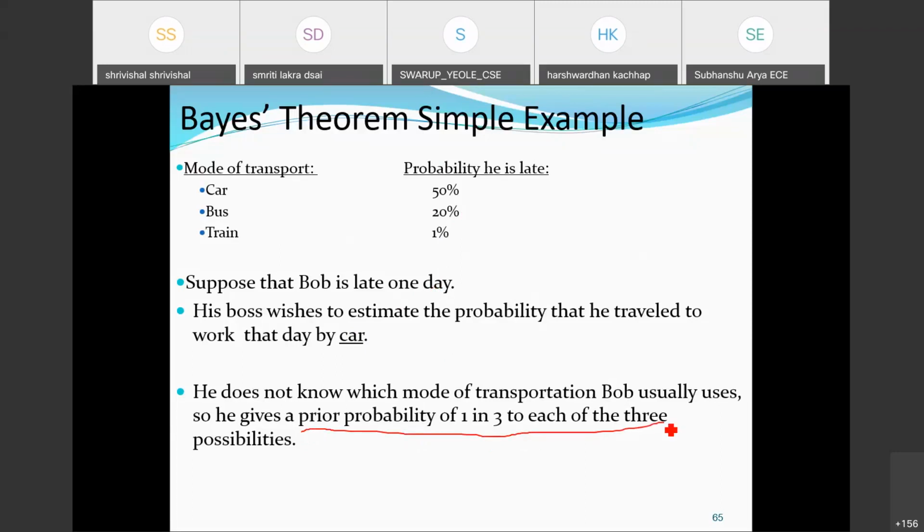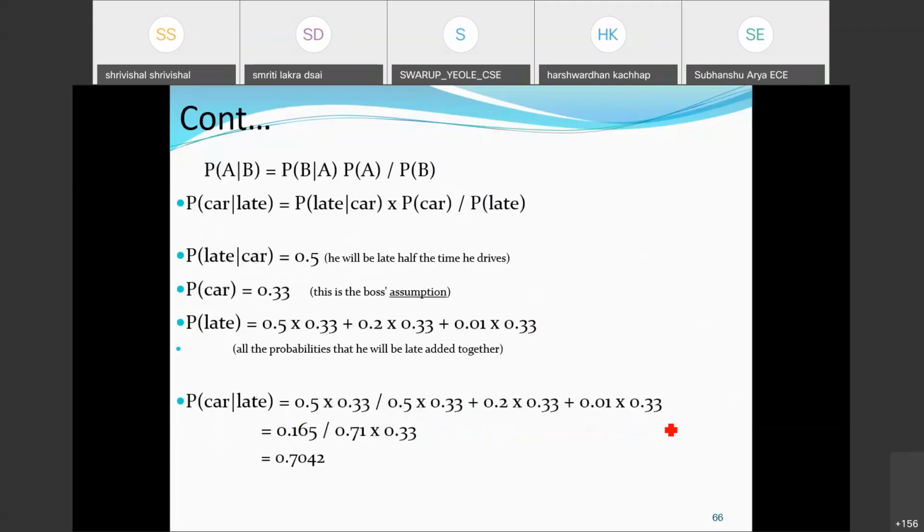It's 1 by 3. You have assigned all these three probabilities 1 by 3, 1 by 3, and 1 by 3, with equally likely assumptions. And here, the objective is to find out, given that Bob is late, the probability that he has traveled by car. It doesn't mean that Bob has traveled by car, but he is trying to find out what could be the associated probabilities. The probability of A given B is equal to the probability of B given A into the probability of A, divided by the probability of B. This is the formula which we are going to use here.